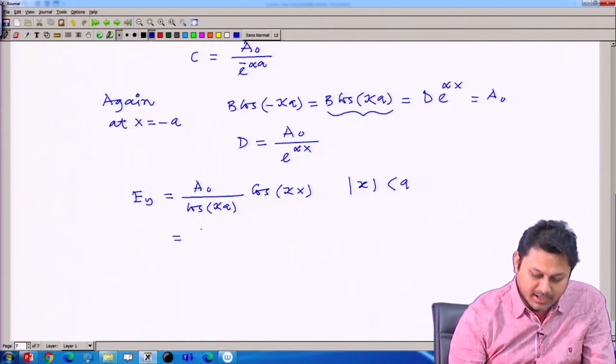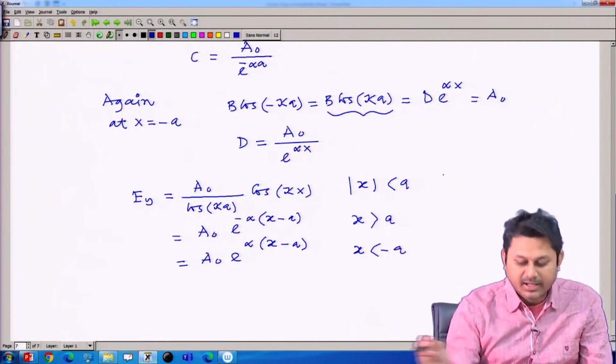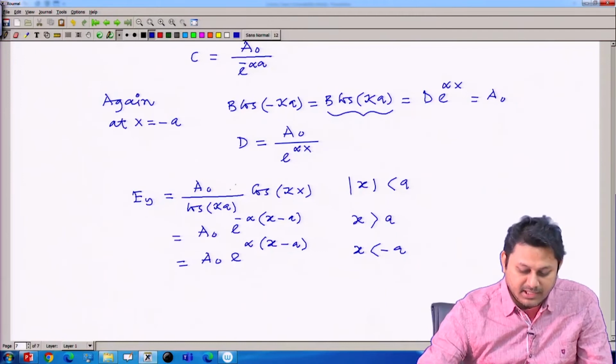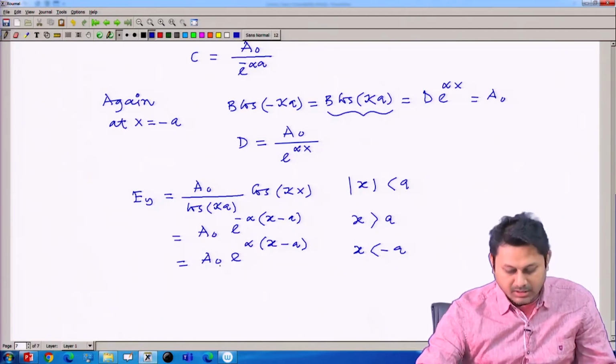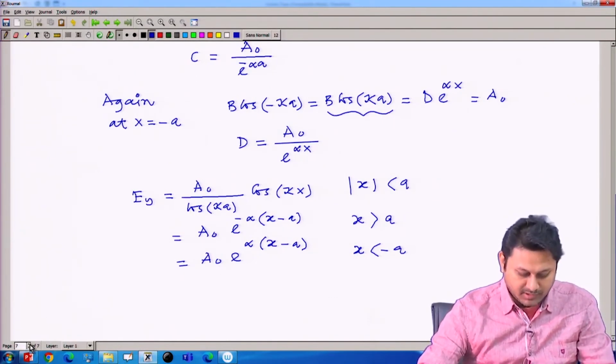This is for mod of x less than a. On the other hand, I have a 0 e to the power of minus alpha (x minus a) and a 0 e to the power of alpha (x minus a). This is for x greater than a and this is for x less than minus a. So, these are the three fields. Again I rewrite in terms of a single unknown constant a 0.